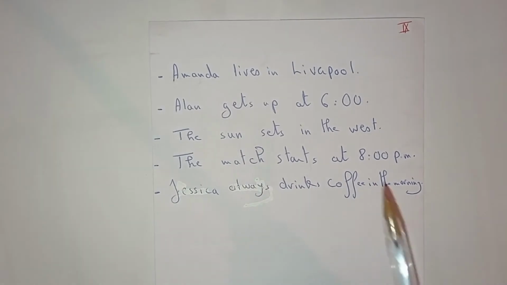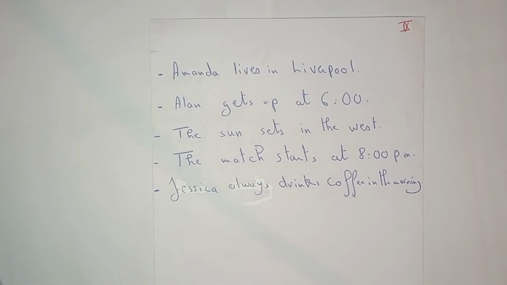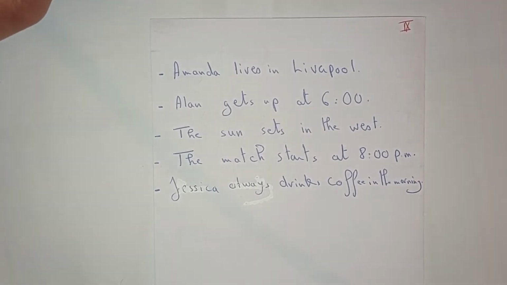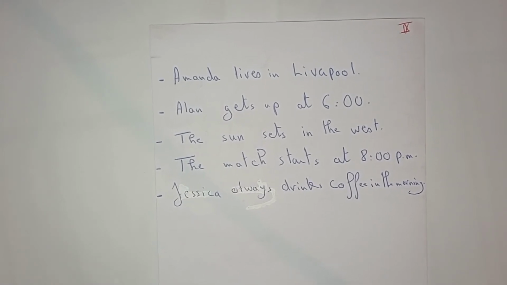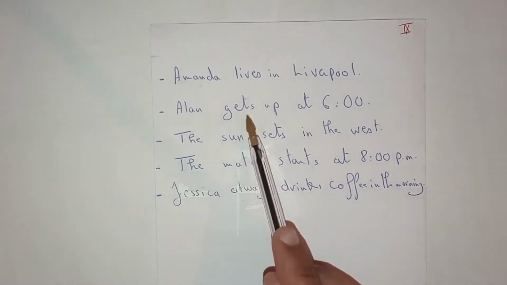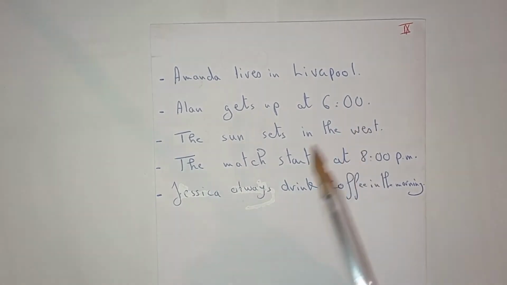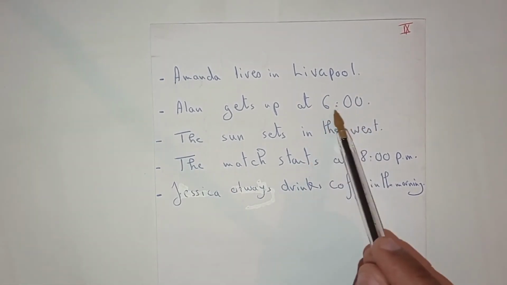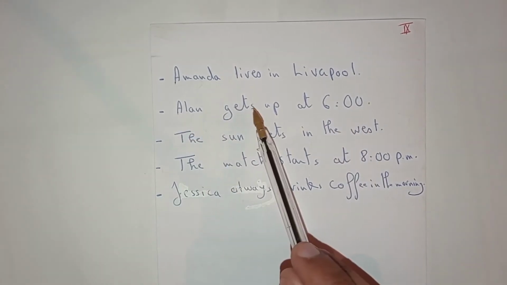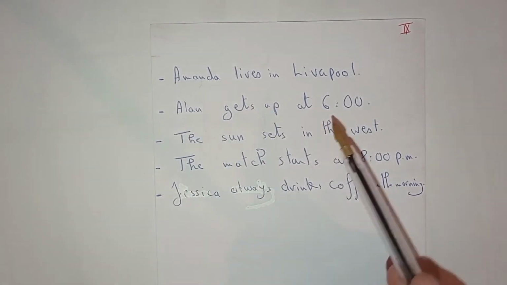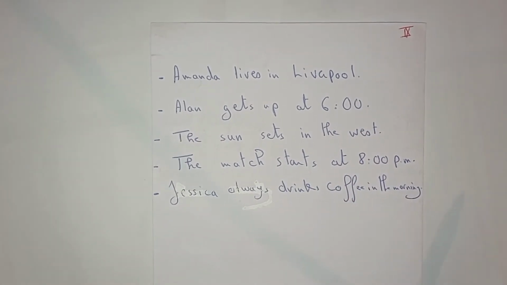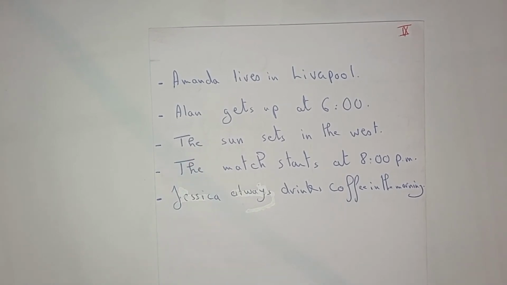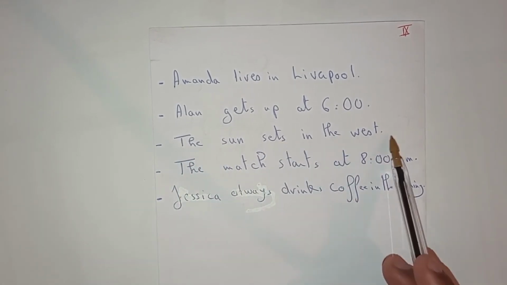Sentence 2. Alan gets up at 6. So here we have an example of a routine. Okay? So this is something Alan does on a regular basis. Okay? Alan gets up at 6. So this is the time at which Alan gets up. So it's something that he does regularly.